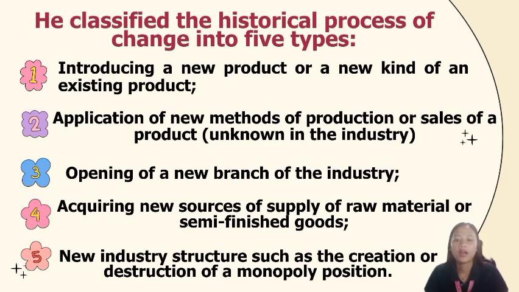There are five types of historical process of change according to Schumpeter. The first one is introducing a new product or a new kind of an existing product. So this refers to the introduction of completely new products or variations of existing products that offer unique features or benefits. For example, an iPhone cell phone.